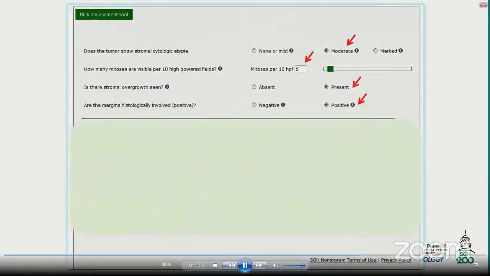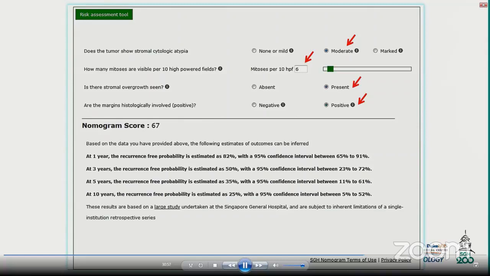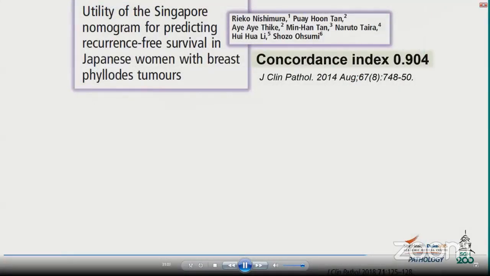So let's look at an illustration. If a tumor shows moderate stromal atypia with 6 mitoses per 10 high power fields, presence of stromal overgrowth, and positive surgical margins, the nomogram score of 67 will be able to calculate for you the recurrence-free probabilities at 1, 3, 5, and 10 years. Has this nomogram been validated?